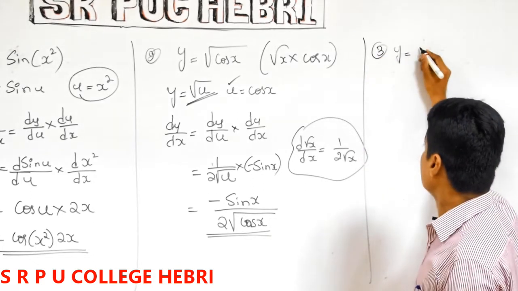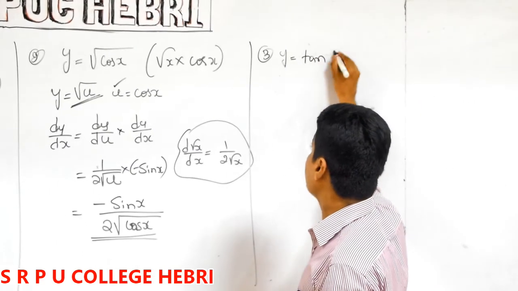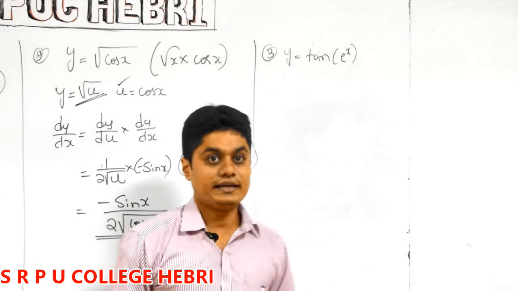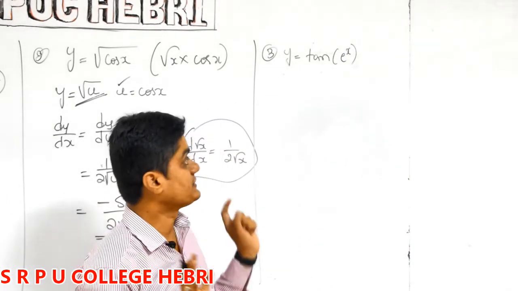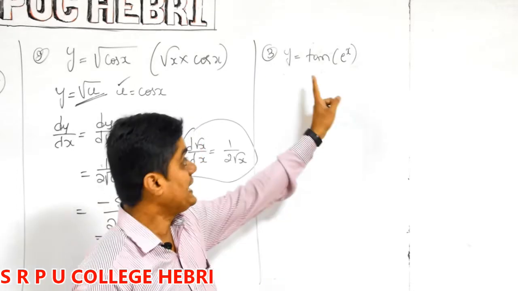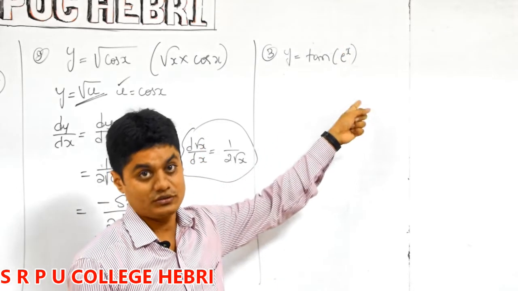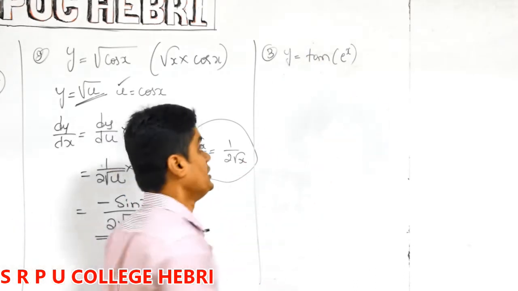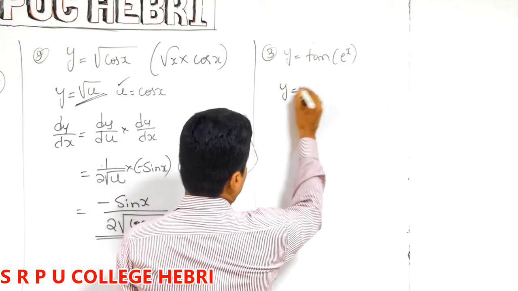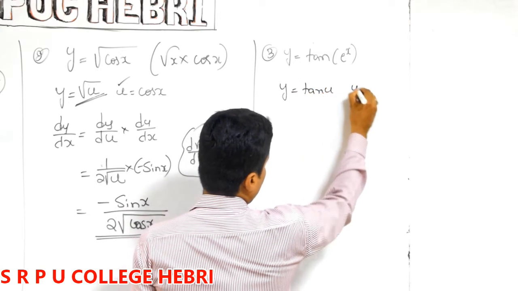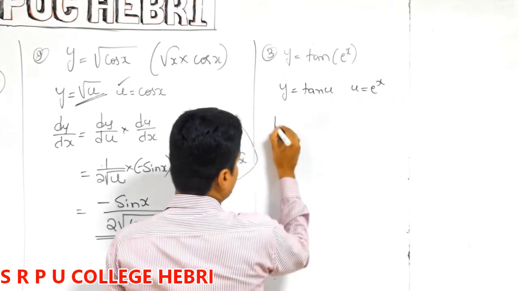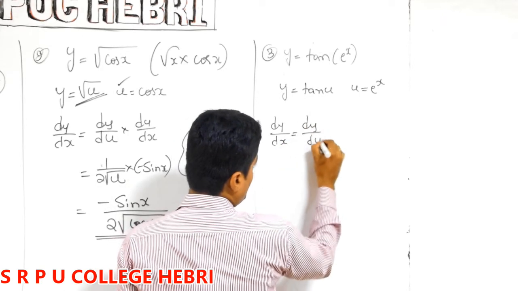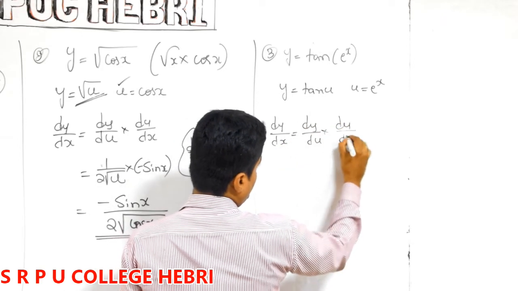y is equal to tan of e power x. Again, first identify that this is a composite function. Tan x into root x is a product, or tan x and e power x is a product. Tan of e power x is a composite. So what is the first step? Separate. y is tan u, u is equal to e power x. Write down the chain rule: dy by dx is dy by du into du by dx.